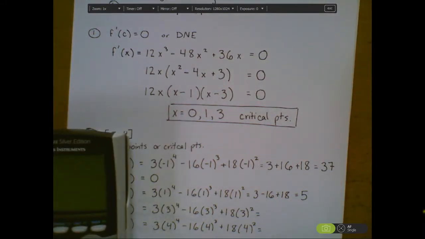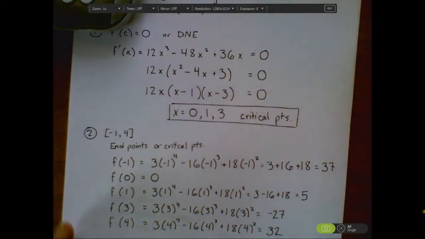So I get 3 times 3 to the 4th minus 16 times 3 to the 3rd plus 18 times 3 squared gives me negative 27. And finally, I get 3 times 4 to the 4th minus 16 times 4 to the 3rd plus 18 times 4 squared. That gives me a positive 32.